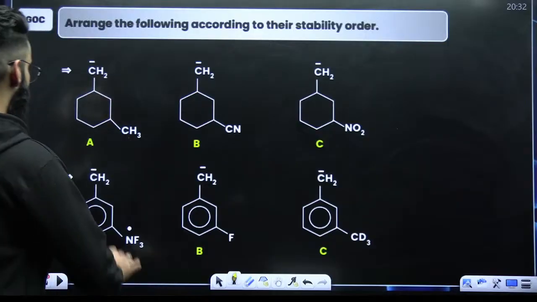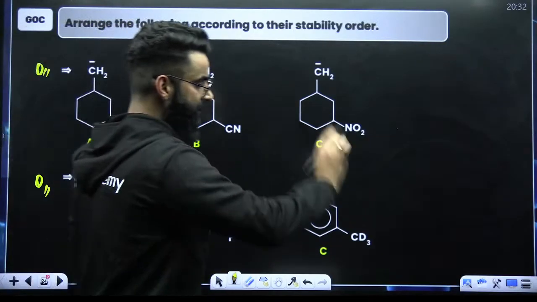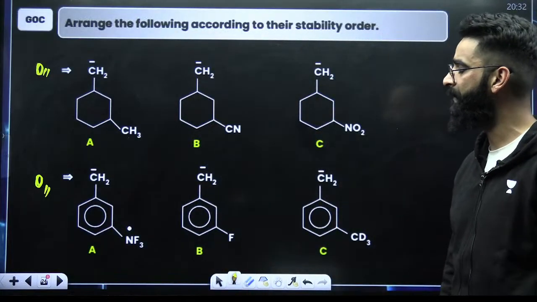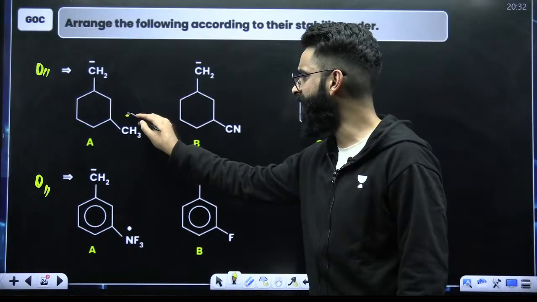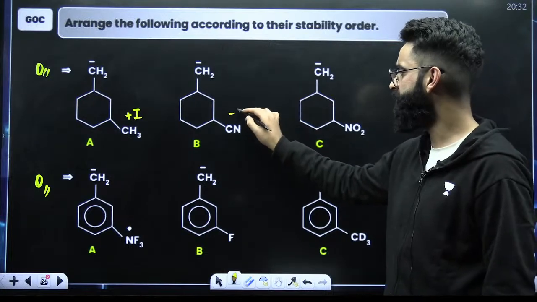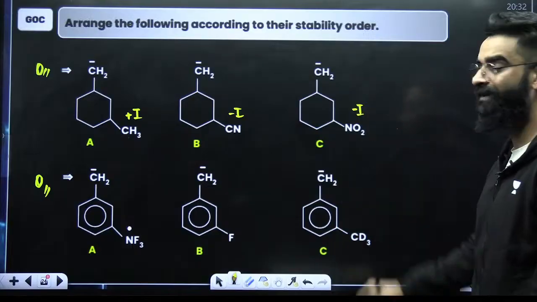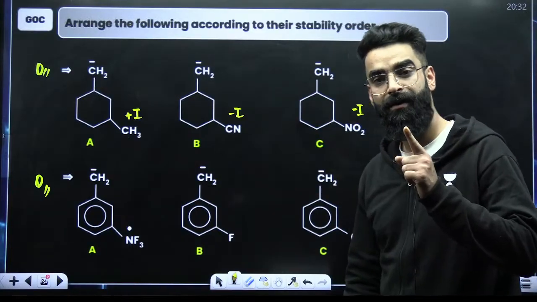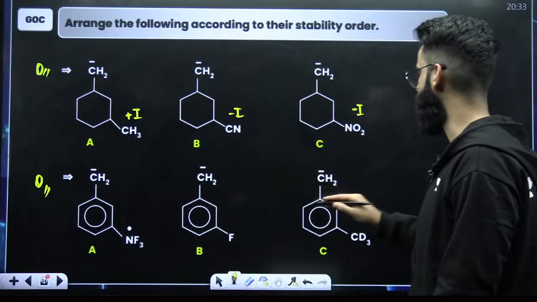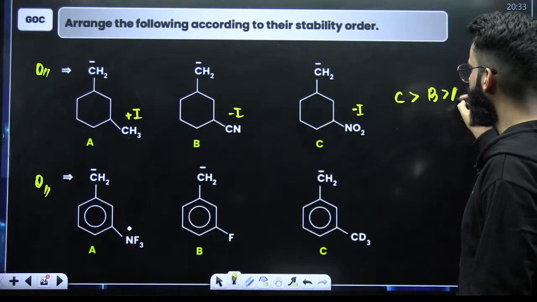All right. Give me the order of these two questions as well. These are the carbanions. You have to arrange them as per their stability. CH3 group, it is electron donating, plus I. CN shows minus I here. Nitro also shows minus I here. And you know, your carbanions, they are stabilized by electron withdrawing groups. So which one is more withdrawing among these two? Nitro is more withdrawing. So C is maximum stable, followed by B, followed by A.